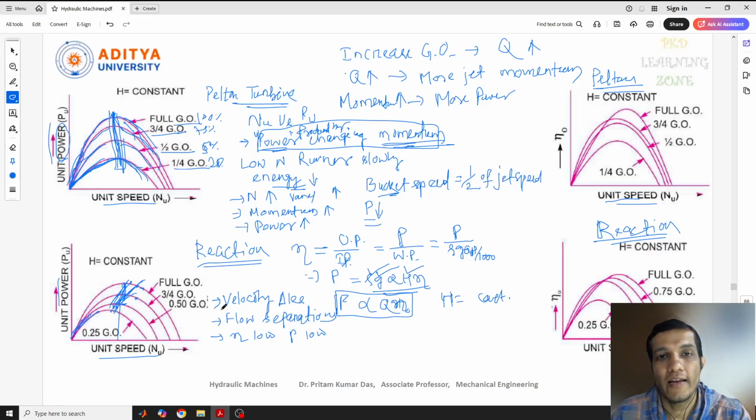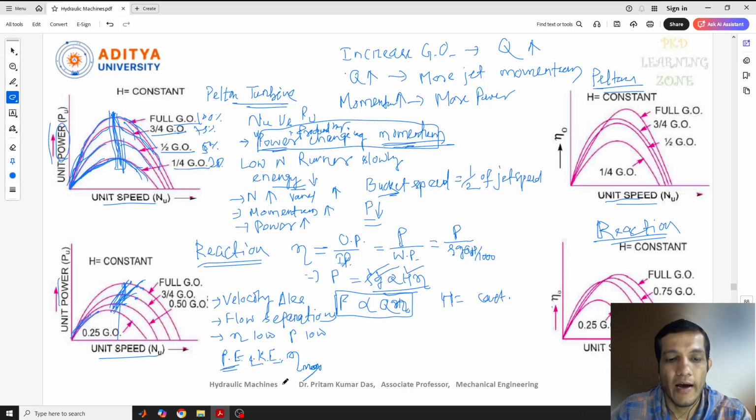Then the conversion of pressure energy and velocity energy, that is, kinetic energy, is there. The conversion of pressure energy and kinetic energy will be done very effectively at the intermediate speed. So at this point, the maximum efficiency can be identified from here, so that our power will also be maximum at this point.